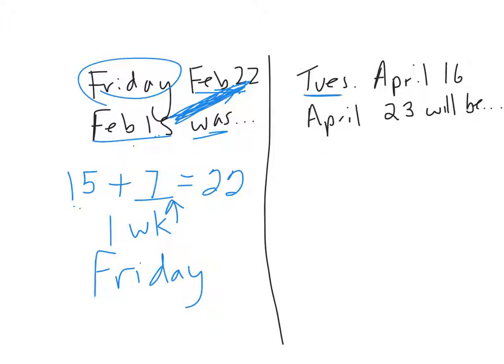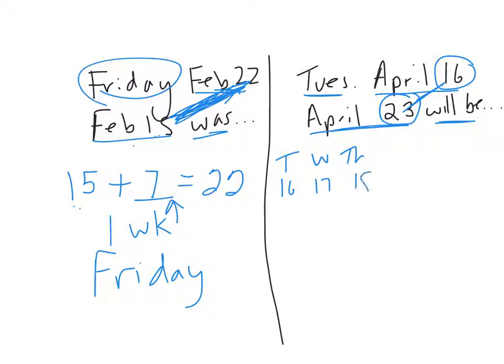All right, let's take a look at another one. It's Tuesday, April 16th. April 23rd will be on what day of the week? Again, from 16 to 23. If you can do a little math in your head, you'll notice that it goes 16 plus 7 is 23. And you can do it this way, but it's just a bunch of extra work. You can do Tuesday, Wednesday, Thursday. You can start on the 16th, 17th, 18th.